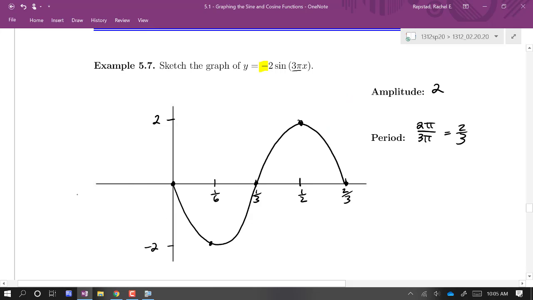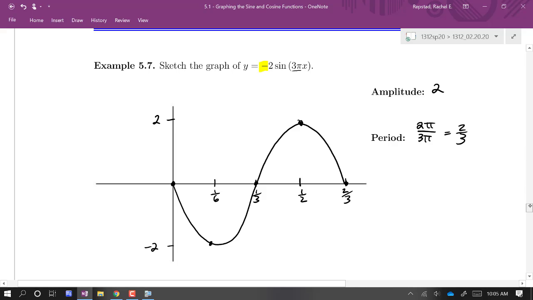Want to talk about phase shift? Okay. So we know we're changing the amplitude if we see a coefficient other than 1 or -1 in front of the function. We know it's reflected if we see a negative sign. We know we're changing the period because we see a coefficient on x inside the function itself. A phase shift is the same thing as a horizontal shift. It just slides the curve left or right.